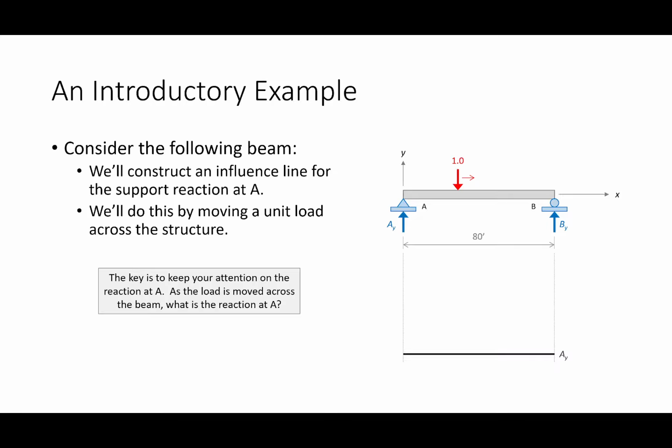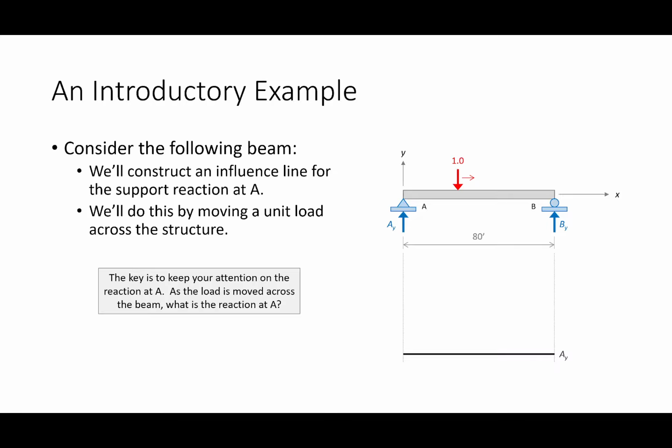Zero, right? If I put the load entirely on support B, then support A is not doing anything, right? So what's the x coordinate right here? 80. And that's 0. So, flip side of that, what if I put the load right there? 0, 1. So, this is going to be 0. That's going to be 1.